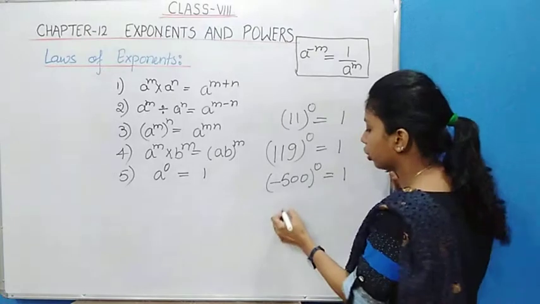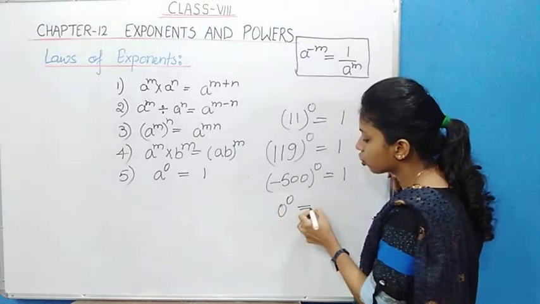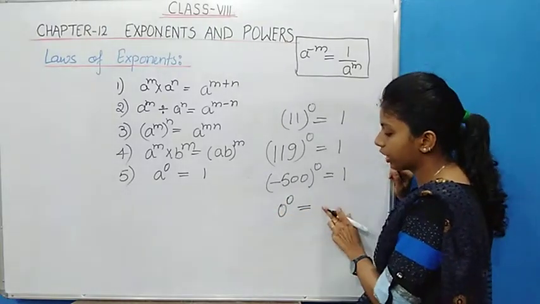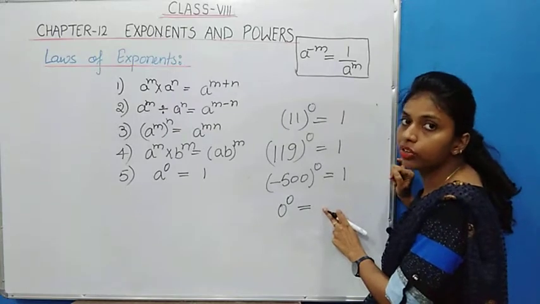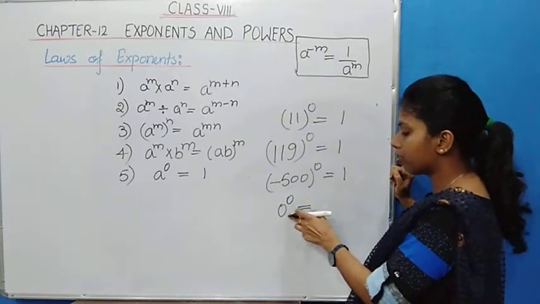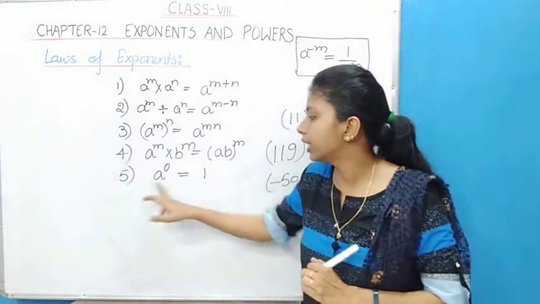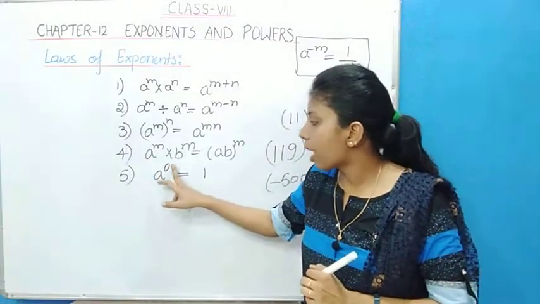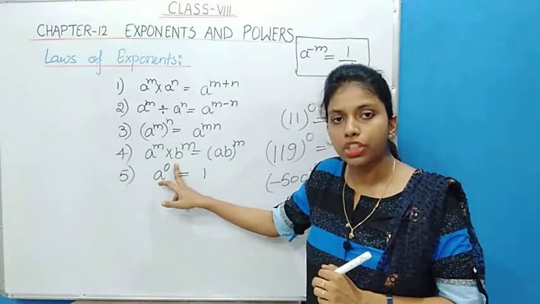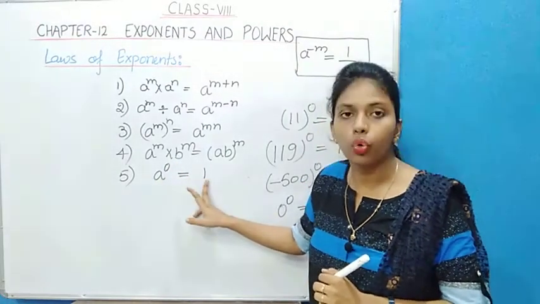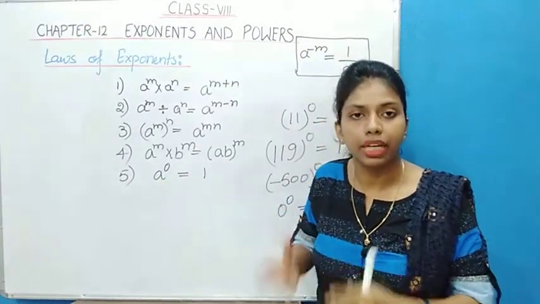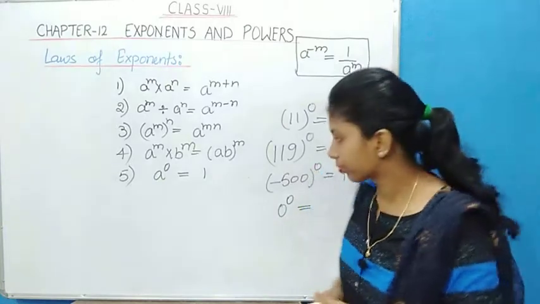If we put 0 raised to power 0, this number is not equal to 1. This type of number is not defined. So the fifth identity is that a raised to power 0 is always equal to 1, where a can be anything except 0.